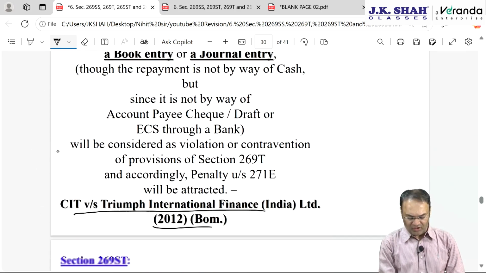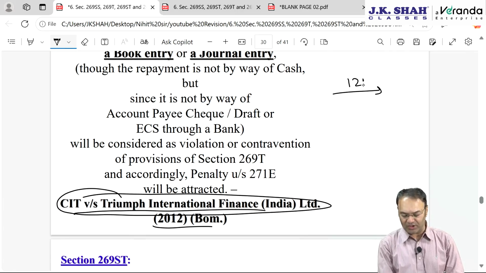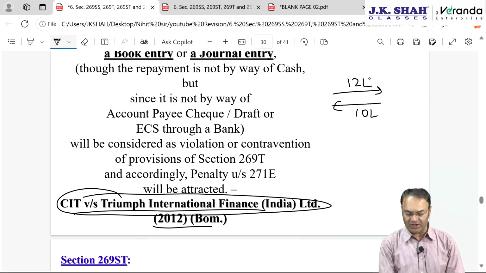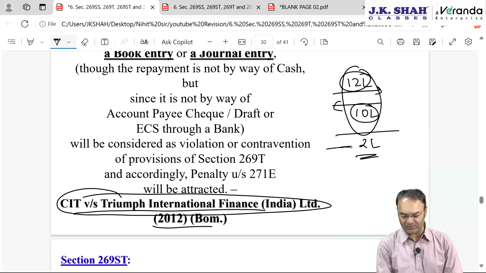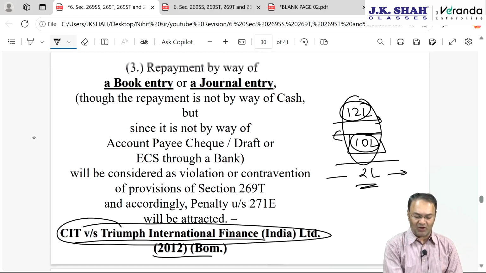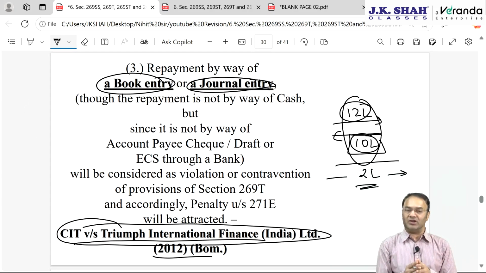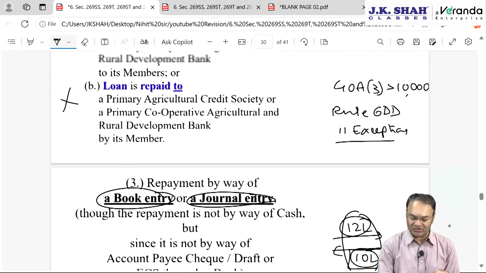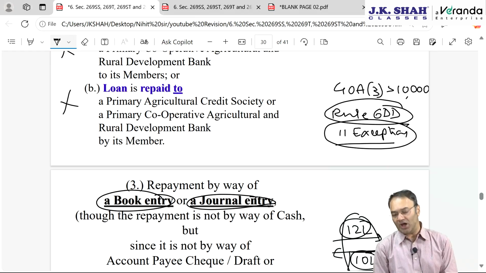So in the case of Triumph International, they squared off the loan. They had to pay 12 lakh rupees to somebody and they had to receive 10 lakh rupees from the same person. Rather than paying 12 and receiving 10, they squared it off and settled the account for 2 lakh rupees by making a payment of 2 lakh. With regard to the 10 lakh which is squared off, it is called squared off or repaid by way of book entry or journal entry. The AO says journal entry is a violation. The ITAT thought that this is a standard exception, the way it is given for 40A(3). The matter went up to the Bombay High Court. The Bombay High Court also said yes, there is a violation, penalty will be leviable.